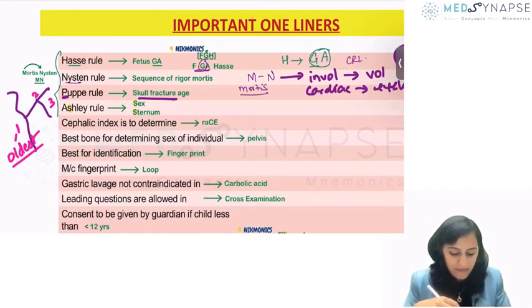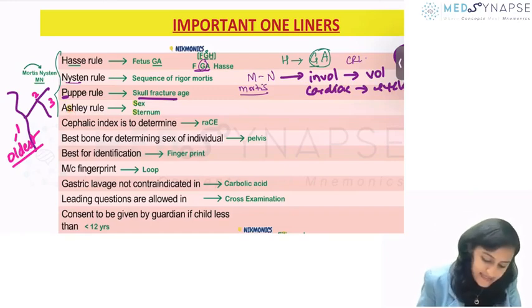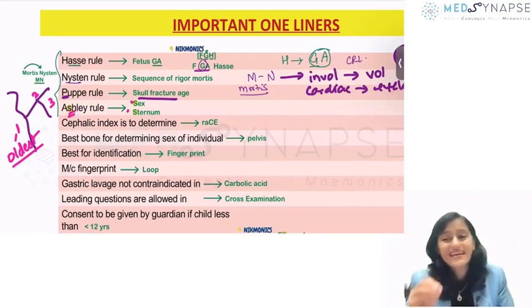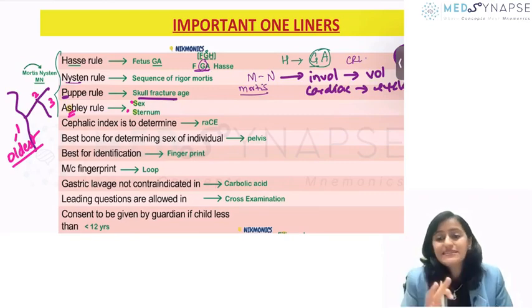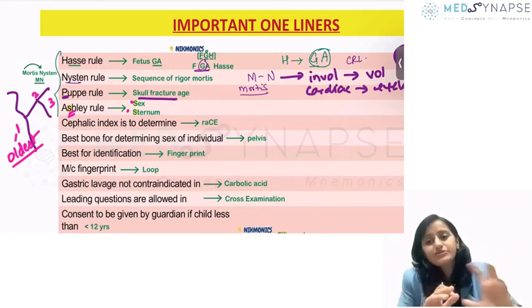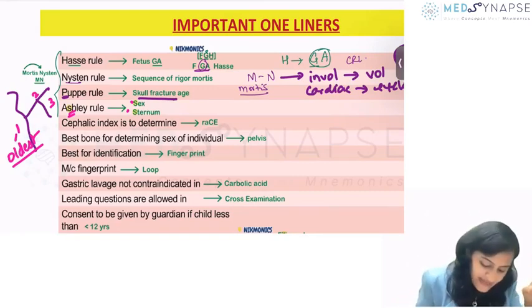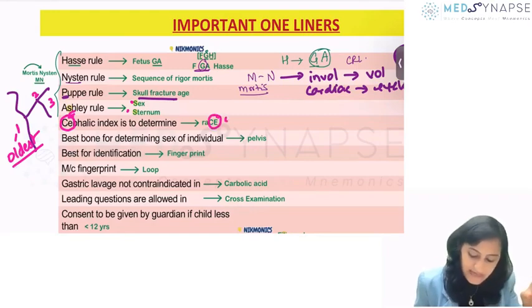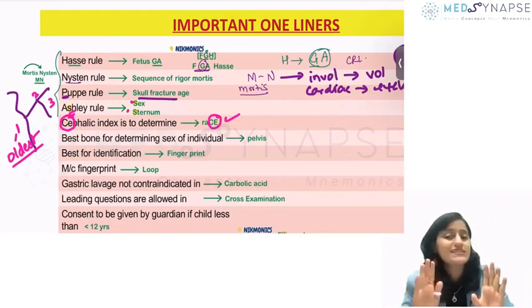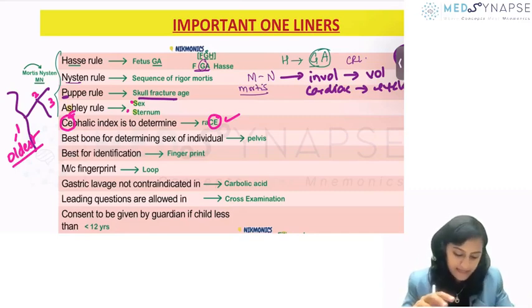Hass's, Nistens, Pappe's. Ashley's SS. Remember, this is to identify the sex using the sternum bone. This is not for the race or the age. This is for the sex, sternum bone. Cephalic index, CE, remember, is used to determine the race, not the sex. Cephalic index is for race.